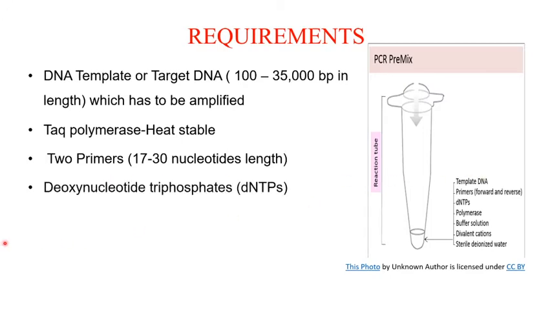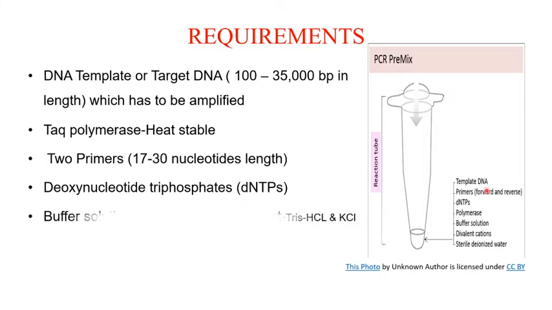And the next components are deoxynucleotide triphosphates, which are artificially synthesized nucleotides which bind to the growing DNA strand. With the help of Taq DNA polymerase, the different types of dNTPs, namely dATP, dCTP, dGTP and dTTP, link to their complementary nucleotides on the growing DNA strand.